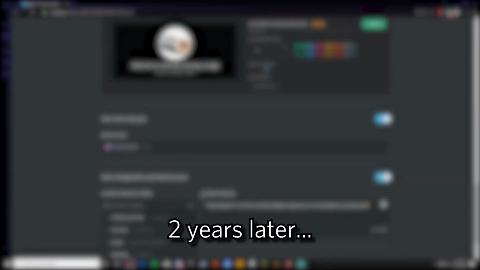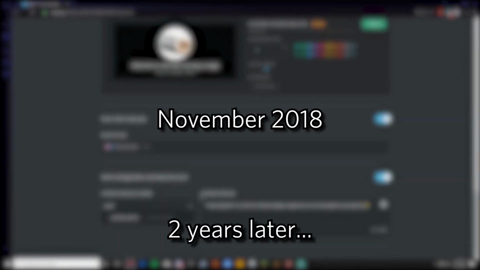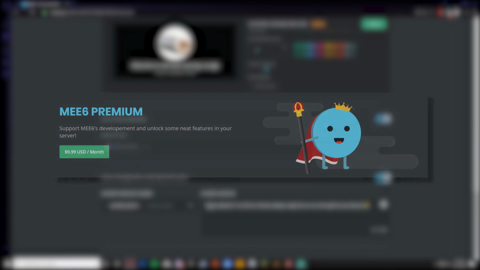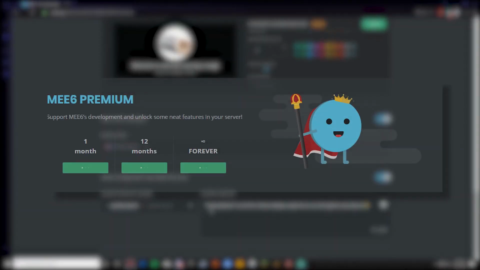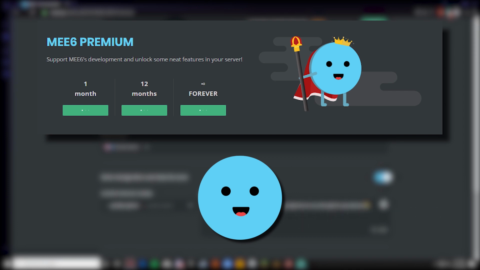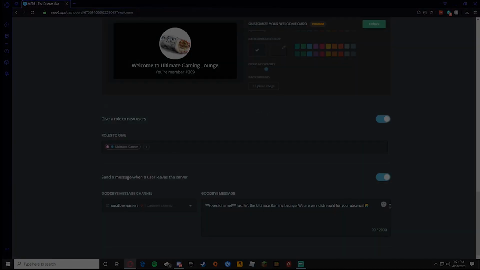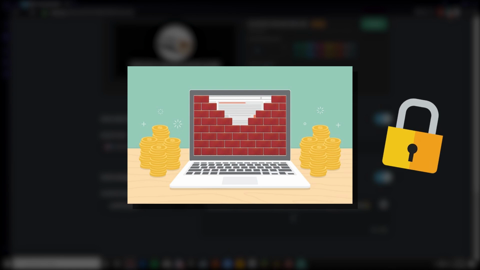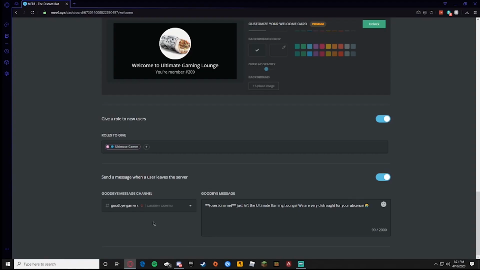Over 2 years after Mee6 was launched, in November 2018, Mee6 Premium would come out. Mee6 Premium was a way to support Mee6's development and unlock some features to the bot that you could use for your server, which basically just seemed like a paywall that locks up popular features unless you paid for a subscription. You know, the usual.